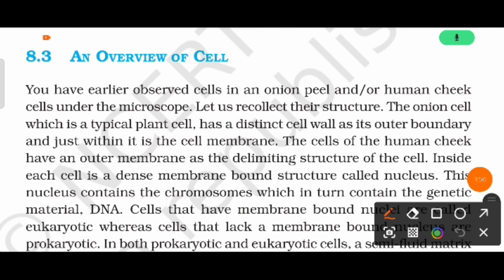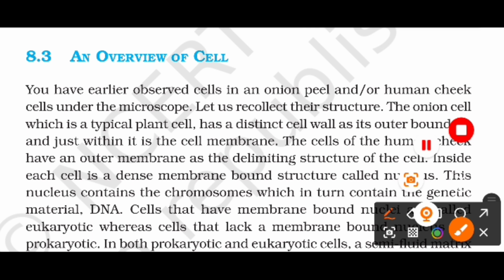Now let's jump into the chapter, the most important points to study here. Now we know that there are two types of cells. We have prokaryotic and eukaryotic cells. Prokaryotic cells basically lack a specific cell nucleus, that is, they lack the nuclear membrane, whereas eukaryotic cells have a very well developed nuclear membrane.